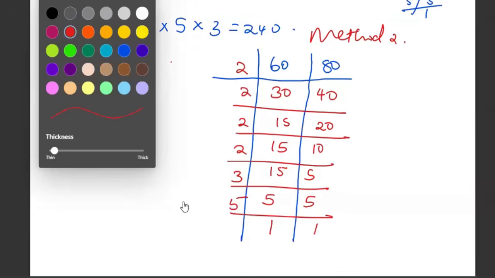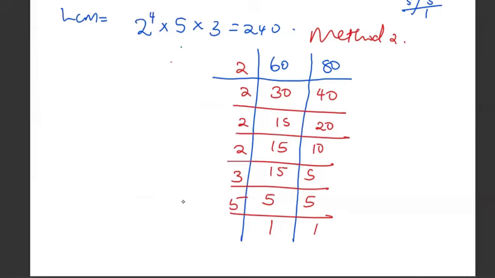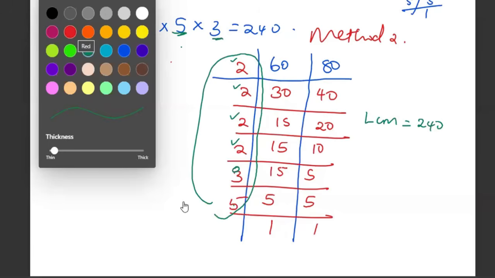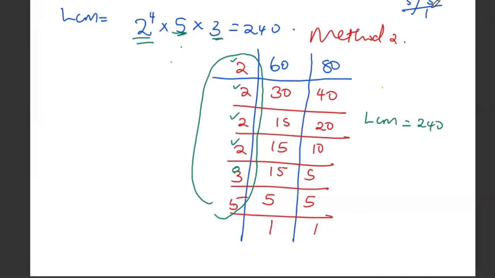Now from there, if I want to get the LCM, I just multiply these numbers. So 2, 2, 2, 2, there we have it. There's a 3, and then there's a 5. So from here, we know that the LCM is going to be 240 by just multiplying these numbers here. Then for me to get the highest common factor, I need to look for the numbers that divide both 60 and 80.